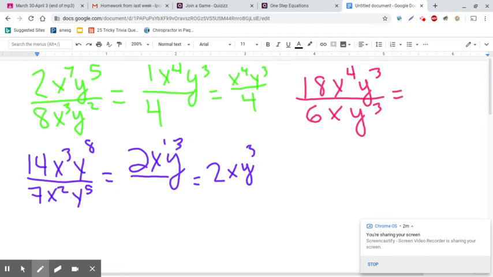Okay, 18 divided by 6 gives us 3. Okay, now we're going to look at our x's. We have a 4 here, and down here, remember, this is an invisible 1. If you want to put your 1s, you can. 4 is bigger, so our x is going to go on the top. And 4 minus 1 is 3, so it's going to be x to the 3rd. Then we're going to look at our y's. Which one's bigger? Well, they're actually both 3's, and since they're the same, 3 minus 3 is 0, so they would cross out. So this is your answer.